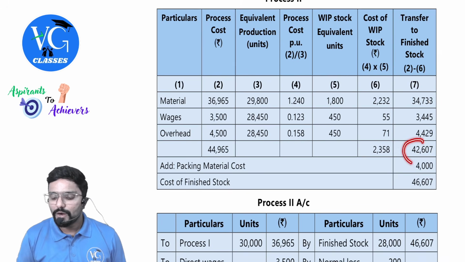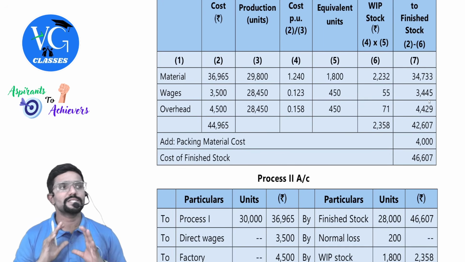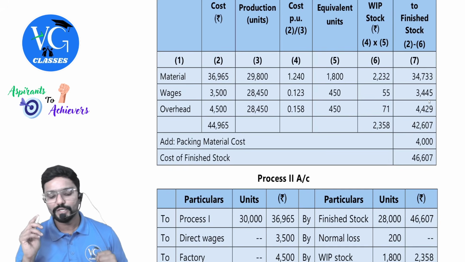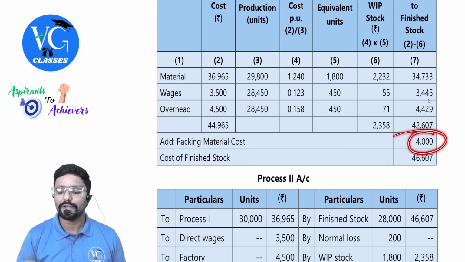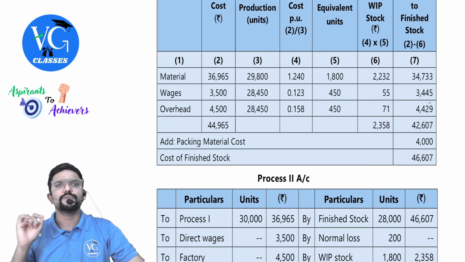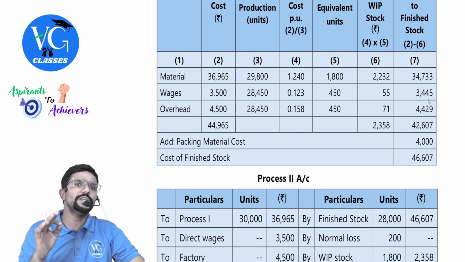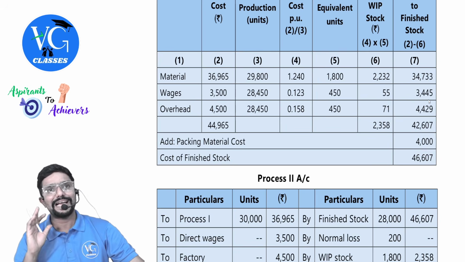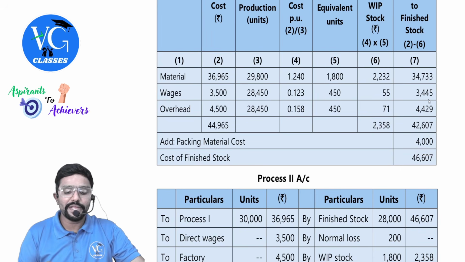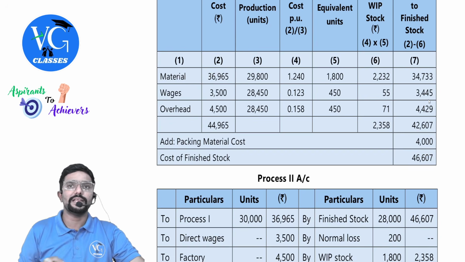And here, whatever we have got, 42,607 is not the final output cost. For that, we need to also add 4,000. What is this 4,000, sir? Packing done in process 2 only for what? Completed units. As it is only for completed units, we are taking it here. Sir, why didn't you take it in material? Why didn't you add it for material, sir?